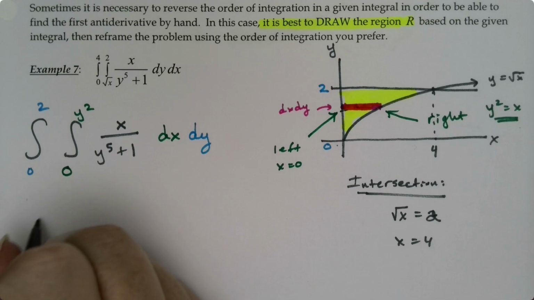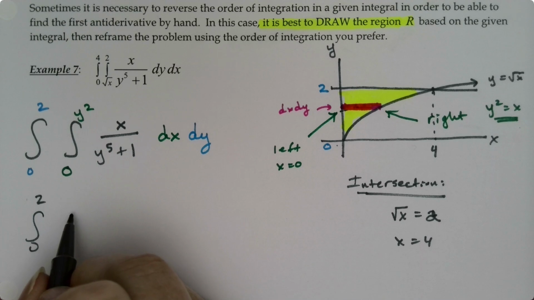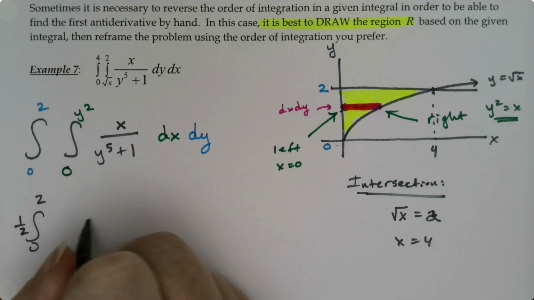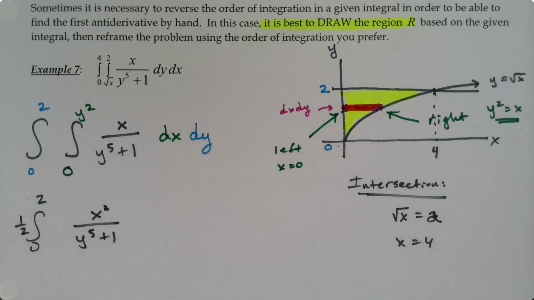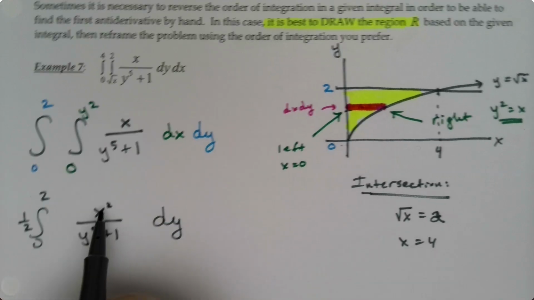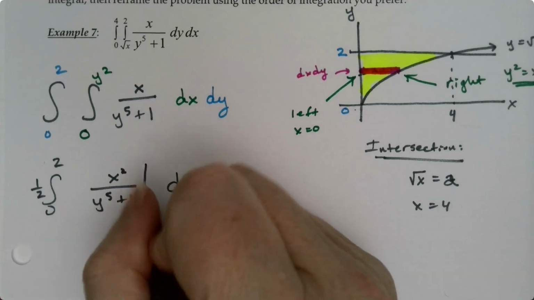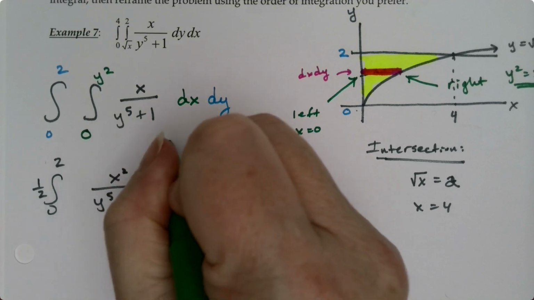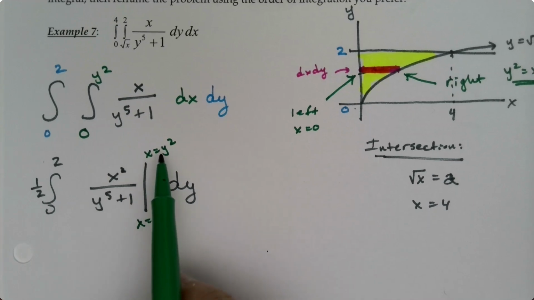So all we're going to do is 0 to 2, and then the integral of x is 1/2 x squared. So we're going to integrate that. I'm going to put the 1/2 out in front, and then it's x squared over y to the 5th plus 1 dy. Right? So 1/2 x squared is the integral of x with respect to x, and the y to the 5th plus 1 is just sitting there, right? And now we're going to take this from x equals 0 to x equals y squared. And again, you don't have to write the x equals in there, but sometimes I like to because I just want to remind myself of what I'm doing, right?